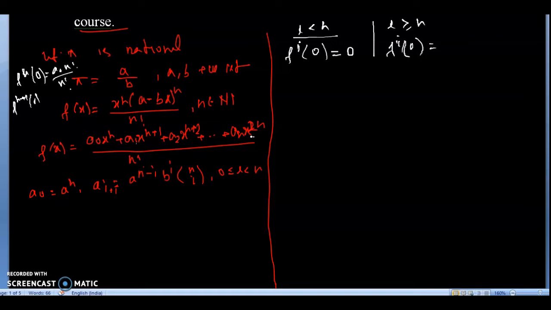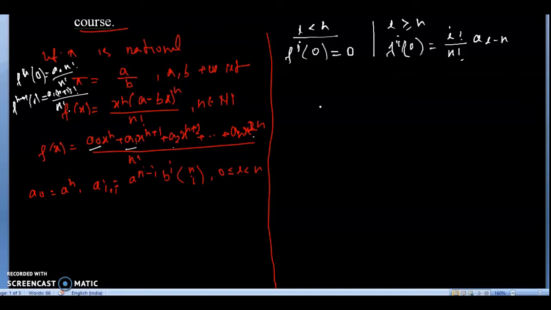Except for one term, x is present in all the terms. If you put x equals 0, again all the terms vanish. So for n plus 1, it will be a1 times (n plus 1) factorial upon n factorial. So f^(i)(0) equals i factorial upon n factorial times a(i minus n), because for n it is a0, for n plus 1 it is a1, for n plus 2 it is a2, so a(i minus n).